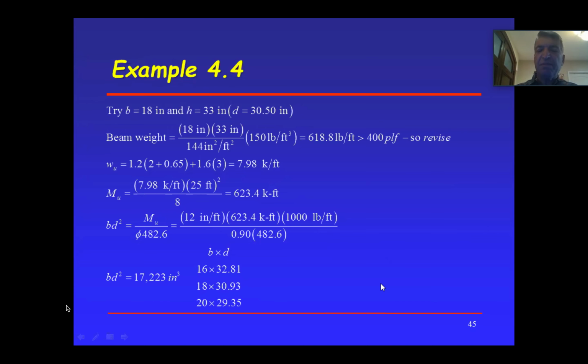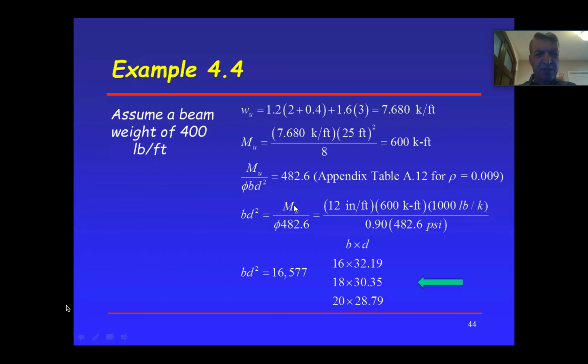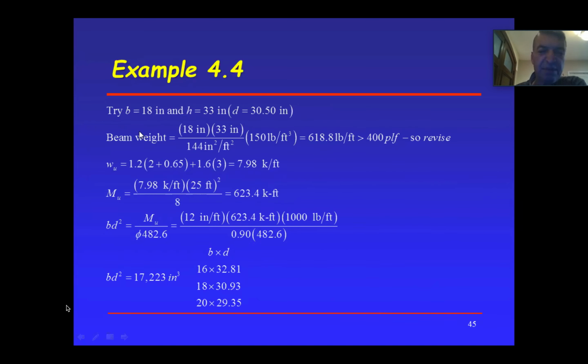Now I can calculate the beam weight. Remember, I assumed the beam weight here. I assumed 400, but I have to check that. So what is the beam weight? Remember, we take the cross section of it, 18 times 33, divided by 144, times 150. That gives me this number, 618.